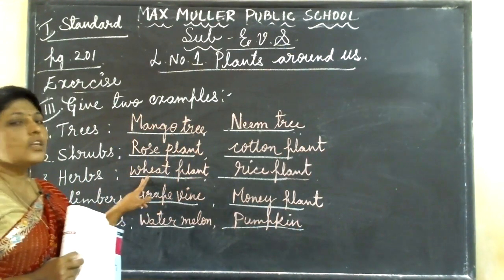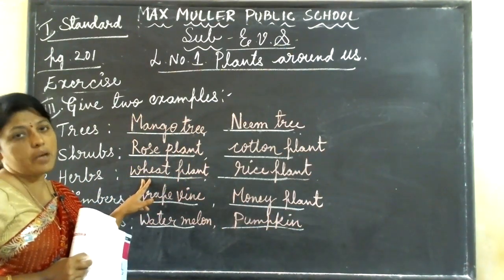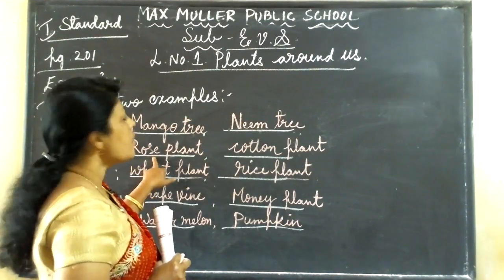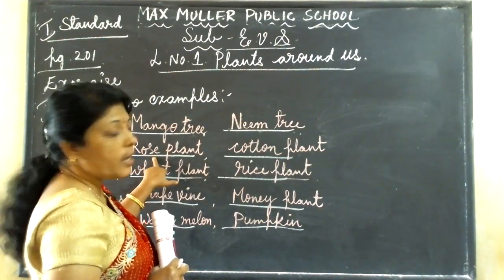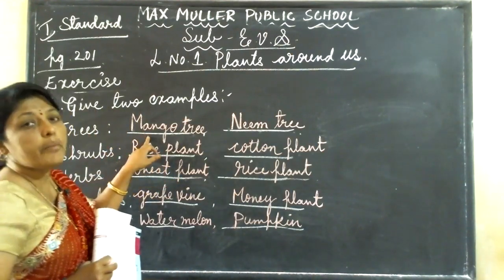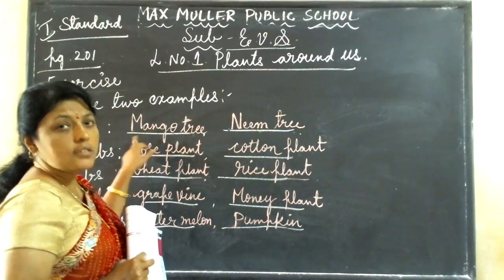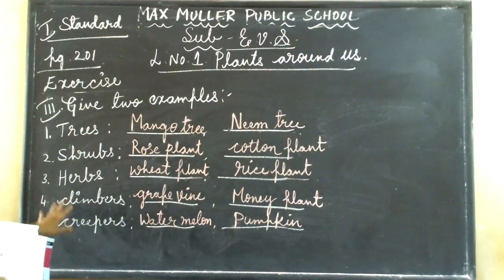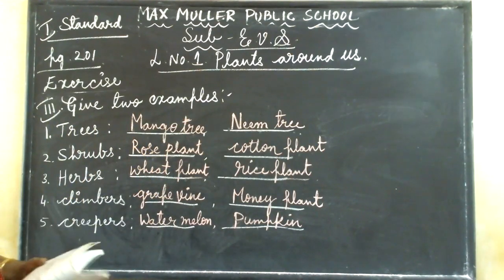And herbs are non-bushy with a weak stem, isn't it? And shrubs are bushy, small plants, okay? And trees are big and tall plants that we call trees. So these are all the examples of trees, shrubs, herbs, climbers and creepers.